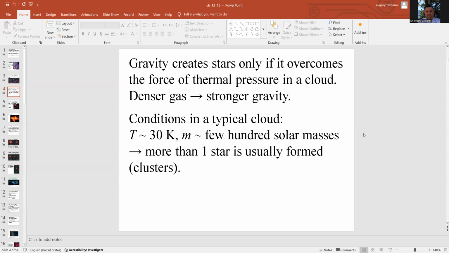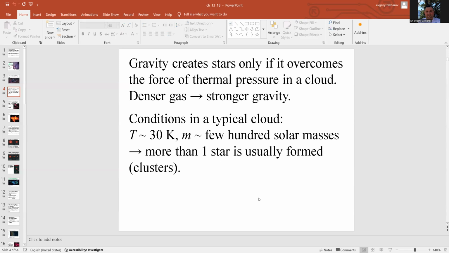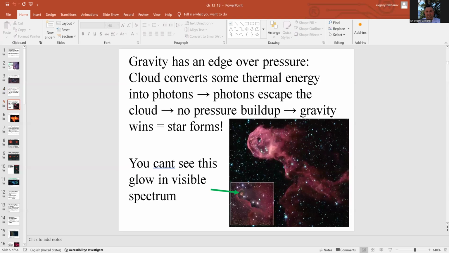So gravity always wins because a small amount of photons escape those contracting clouds. Of course, it's going to take some time, but thousands of years later, you will get a spinning disk, and out of a few hundred solar masses to start with, you can expect more than one star to form. And even open and globular clusters with thousands of stars are also possible. It really depends on the cloud itself. So gravity has an edge over the pressure because those photons escape the cloud.